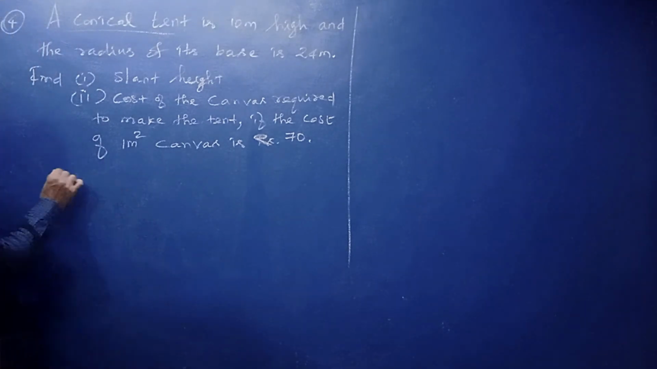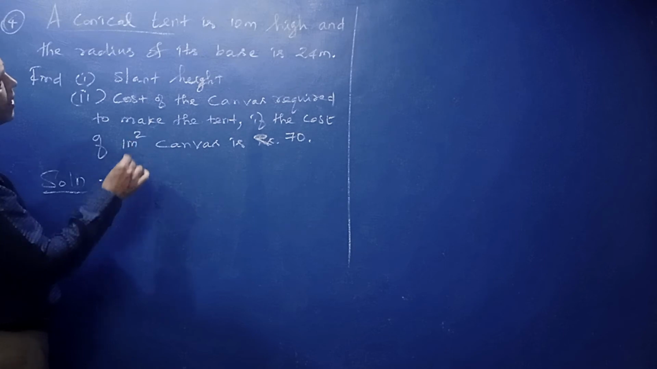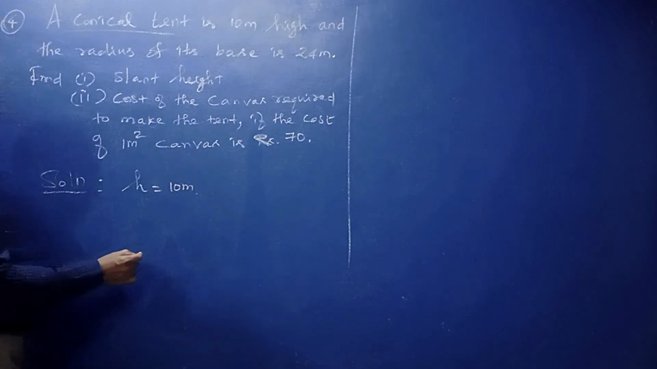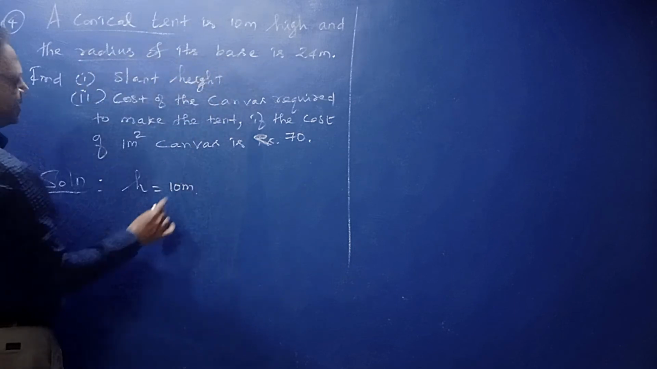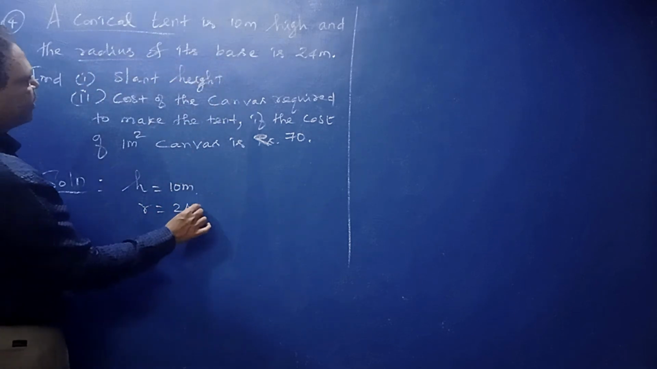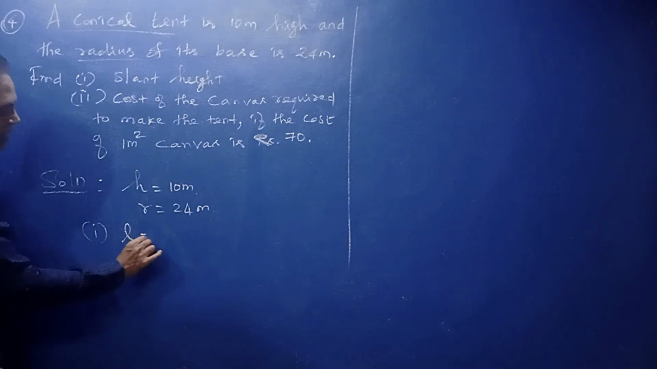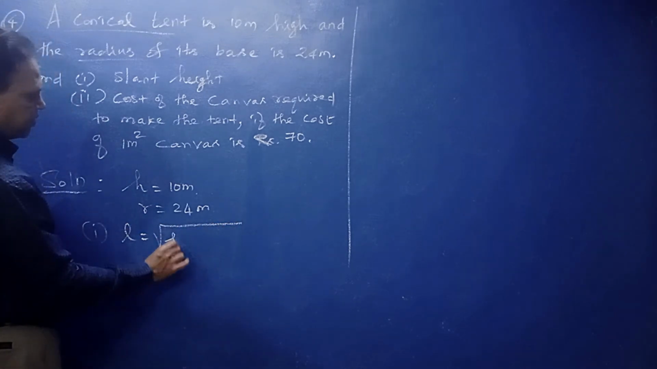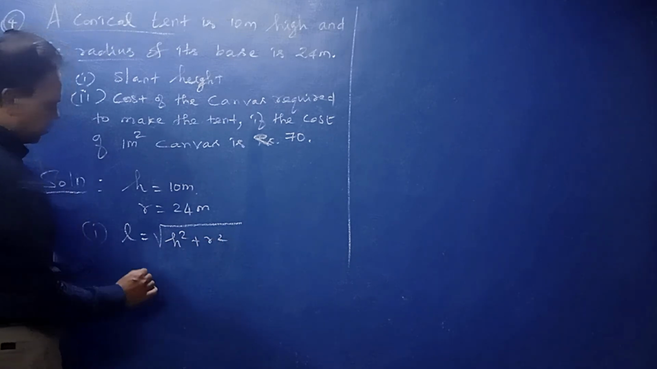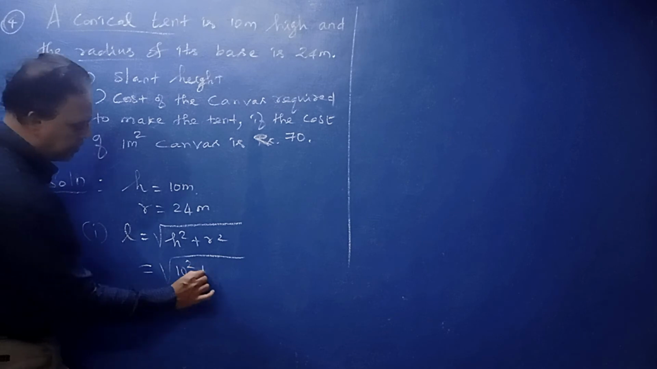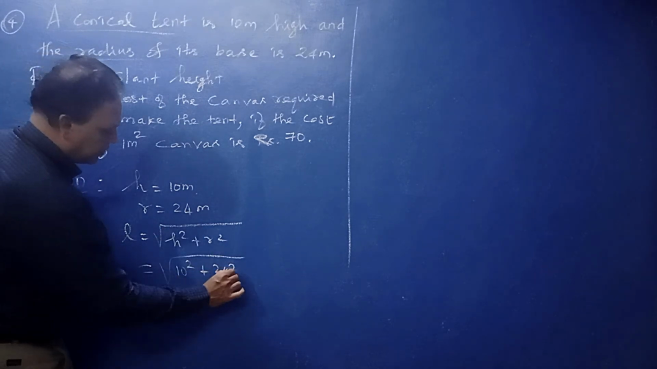Here the height is given, height equal to 10 meter. Then the base radius is given, radius equal to 24 meter. Therefore, first find the slant height. L is equal to square root of h square plus r square, remember the formula. That is the square root of 10 squared plus 24 squared.